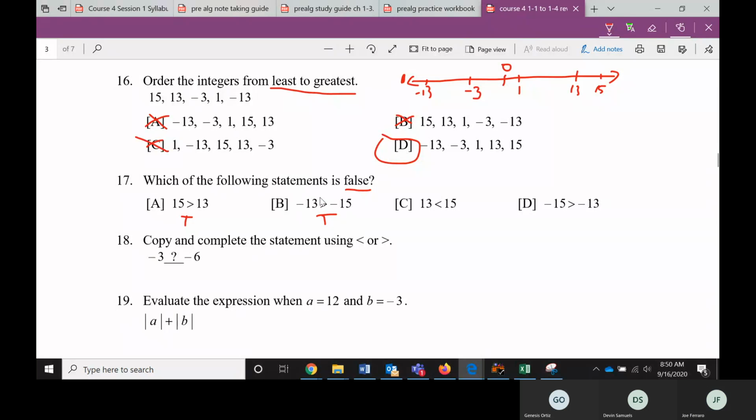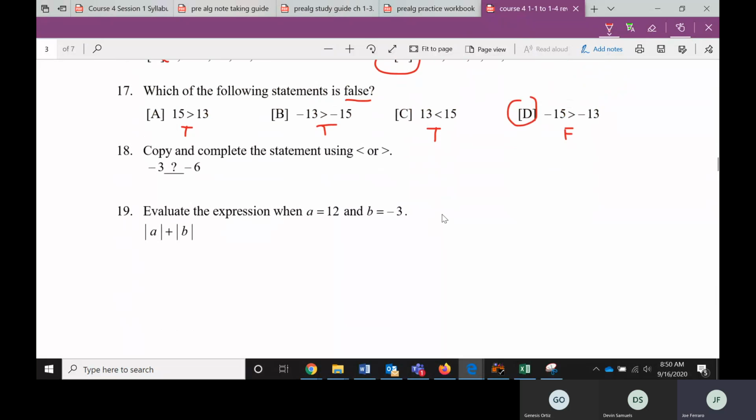Okay, and sometimes that's what's confusing for people. In positive numbers, that's not true. But here, 13 is less than 15. That should be one you just look at and know. Here, -15 is greater than -13. -15 would be farther to the left on the number line, so it's not greater than, it's less than. This is the one that is false. That's your answer. Okay, so we've got 2 more problems left.